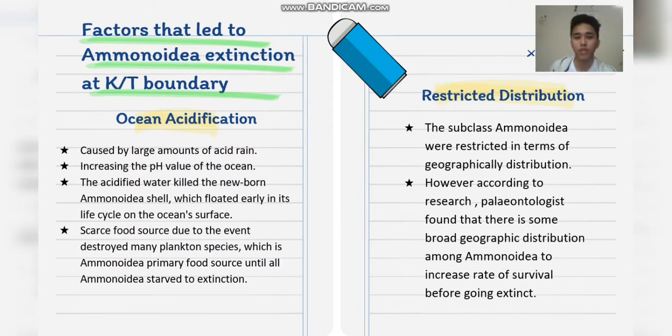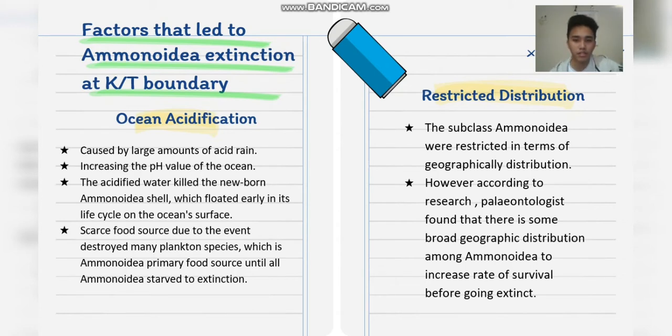Factors that led to Ammonoidea extinct at the KT boundary. The first point is the ocean acidification. It is caused by large amounts of acid rain and that increased the pH value of the ocean. The acidified water kills the baby Ammonoidea and also destroy the main food source, which is the plankton. This disruption of the food chain is what killed the rest of the Ammonoidea.